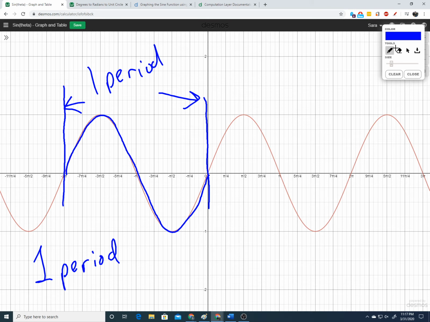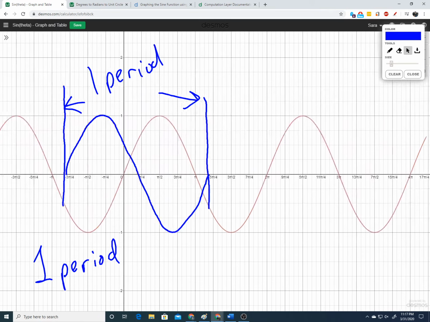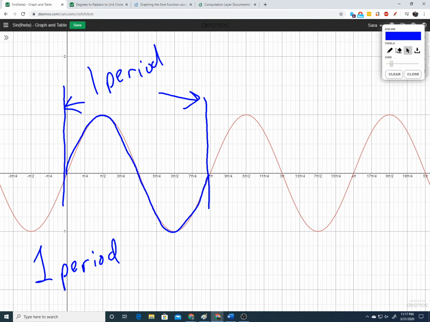As I can see here, I'm going to shift my graph because I think it's always helpful to start your period at the point 0, 0. What I can see here is the period is 2 pi long. For the sine function, when y equals sine of theta, or you know what I'm going to do? I'm going to use x.